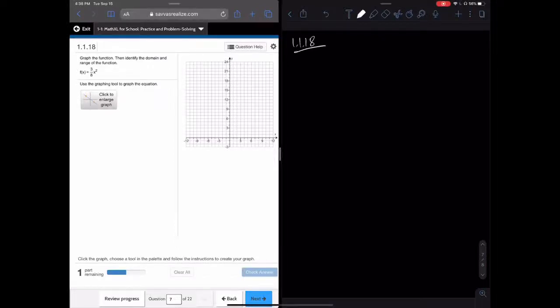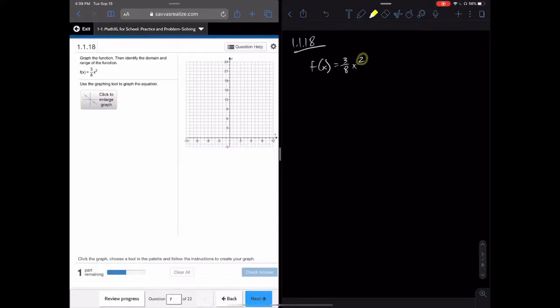In problem 1.1.18, we're asked to graph the function and then identify the domain and the range of the function. They give us the function f of x is equal to 3/8 x squared. Now, right away, I'm annoyed by this fraction. I don't really want to deal with it, but it's part of the problem, so we're going to have to work with it.